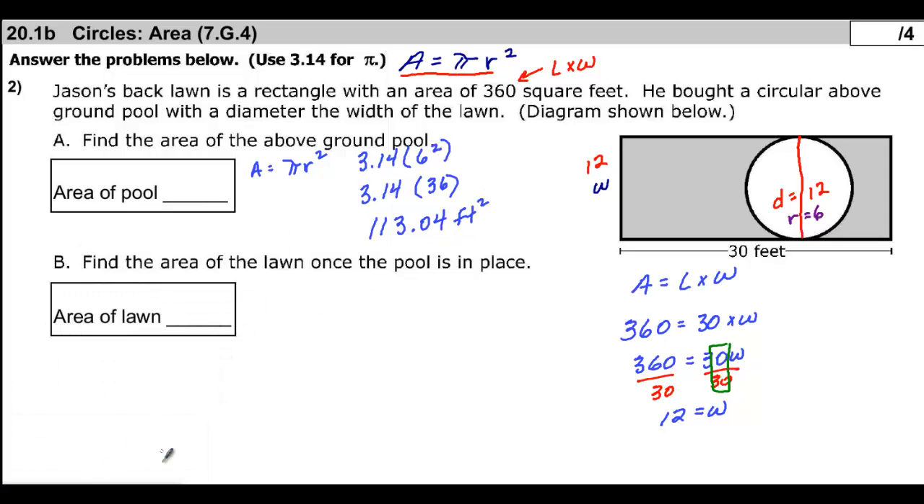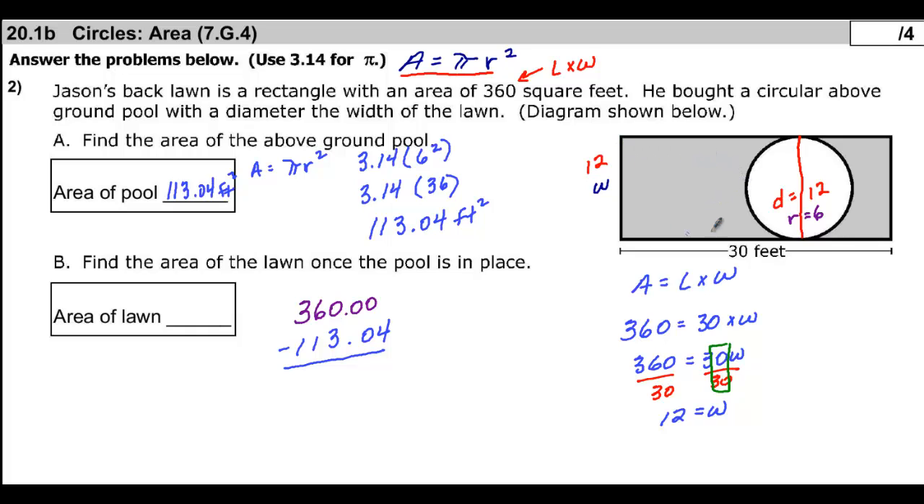Let's put the calculator away for a minute. Second question. Oh, let's put our 113.04 square feet right here. Second question. Find the area of the lawn once the pool is in place. Well, we already know the starting area of the lawn. It was 360 square feet. We know the area of the pool. It is 113.04 square feet. This is a subtraction problem.